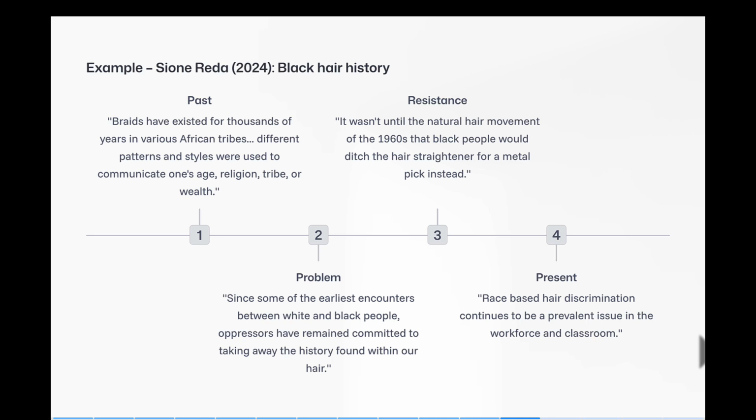And then third, the speaker started to show how acts of resistance began to emerge, where the natural hair movement of the 60s allowed people to ditch the hair straightener for a metal pick instead, and to actually start growing their braids out. And then flash forward to the present, she made the point that, look, race-based hair discrimination continues to be a prevalent issue in the workforce and the classroom. So you can see there's a narrative trajectory there, kind of going from the past to the present.